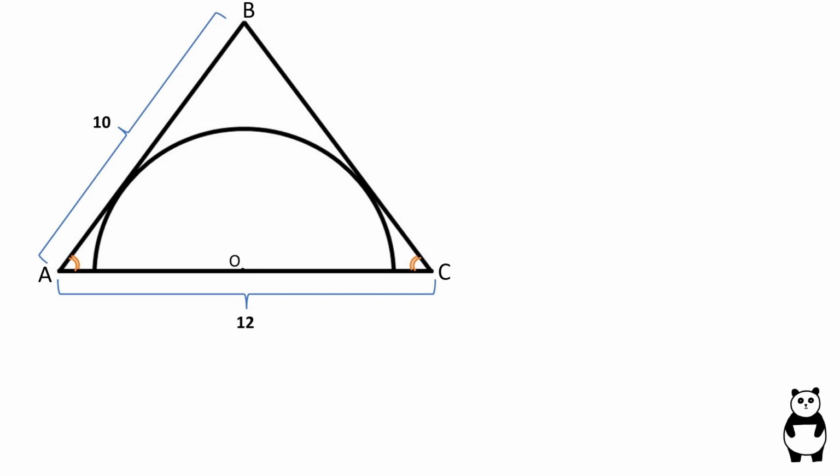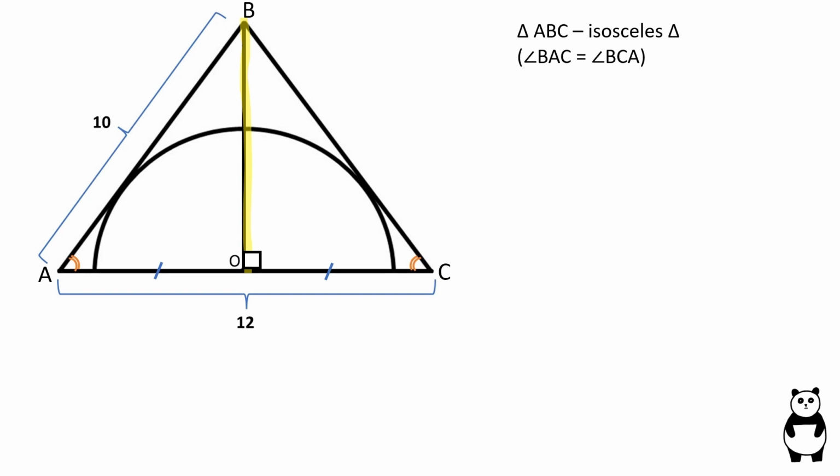Let's solve this problem. Triangle ABC is an isosceles triangle because these two angles are congruent. Let's connect point B to point O. Since triangle ABC is an isosceles triangle, OB is a median and also an altitude.